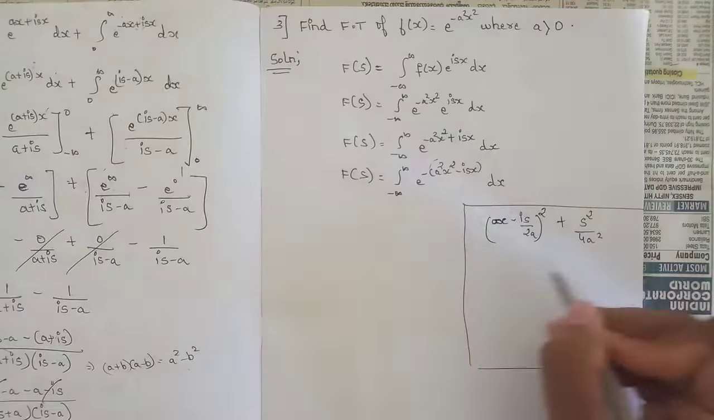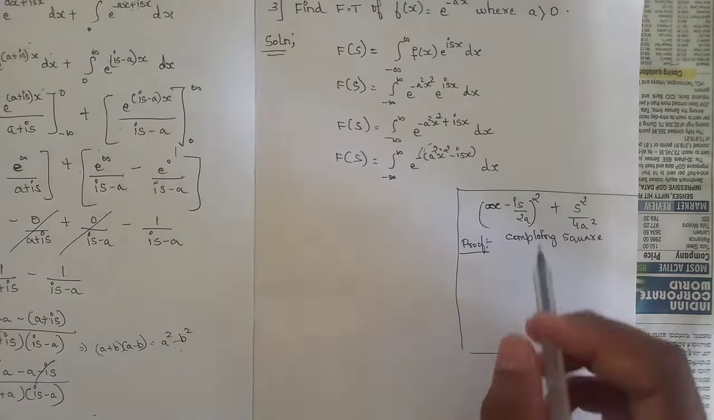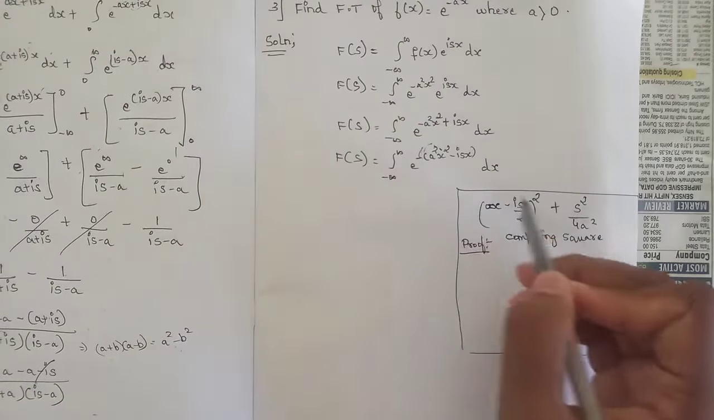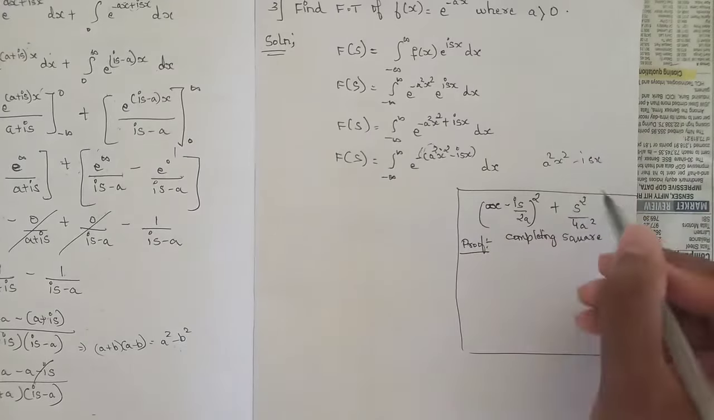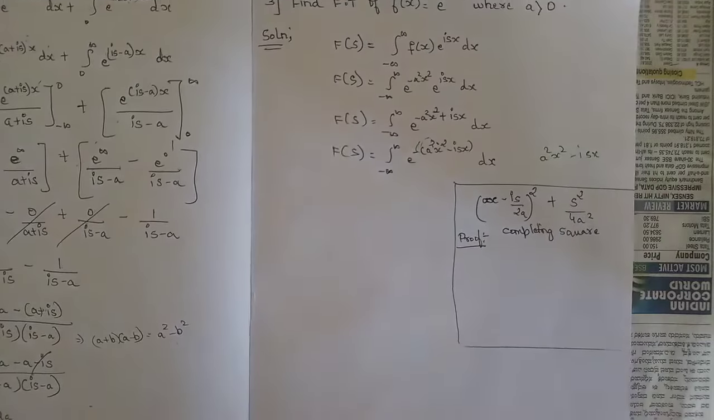We got this by the method of completing the square. This method we have used in our 10th standard problems most of the times. Now how did we get to this solution? I'll write the proof here that this term is equal to whatever is there in the bracket, that is a square x square minus isx. I'll reach this solution by starting from this term.